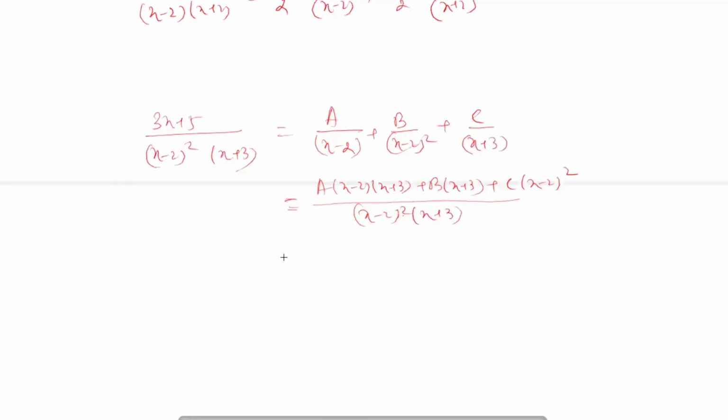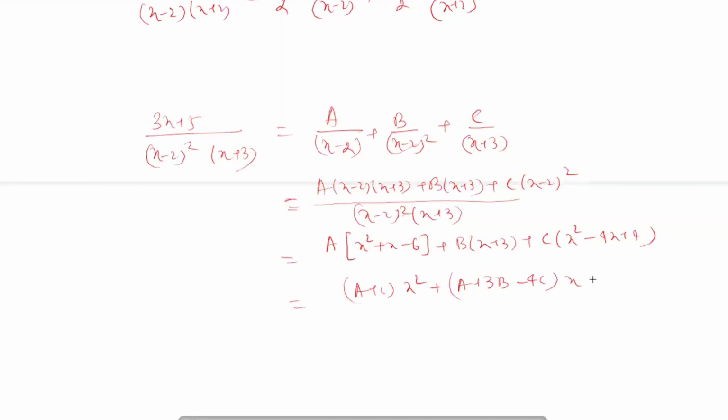Now, I'll have to resolve it. So this will become x square minus 2x plus 3x, minus 6. I'm quickly doing it, have a look as to how we are doing it. Times A, plus 3B into x plus 3. And this will be C into x square minus 4x plus 4. I'm not writing the denominator anymore because this is going to be the same. So we'll have (A plus C) into x square, and I'm separating all the coefficients of x and x square. So this will be (A plus 3B minus 4C) into x, and then finally it will be minus 6A plus 3B plus 4C.